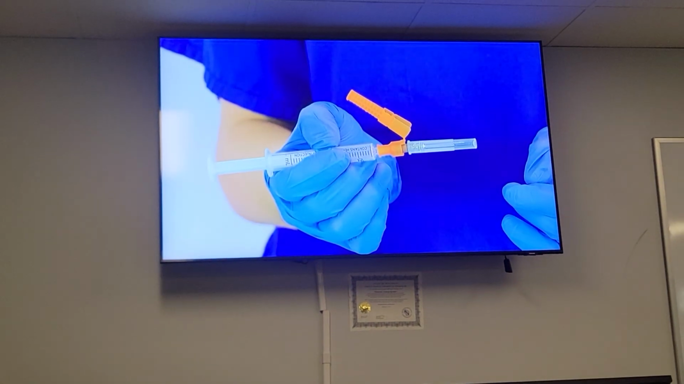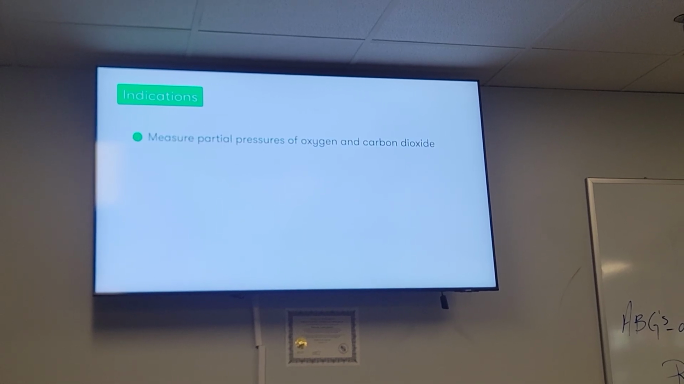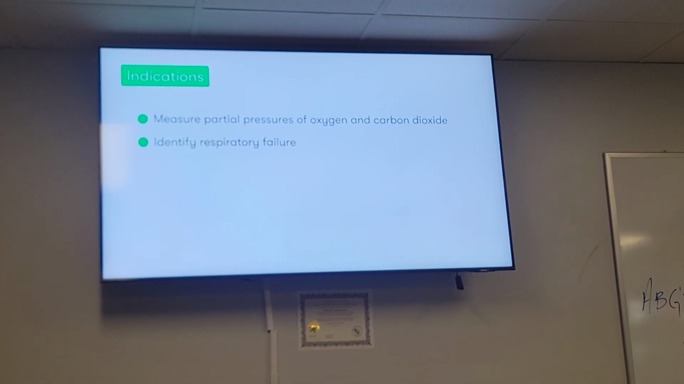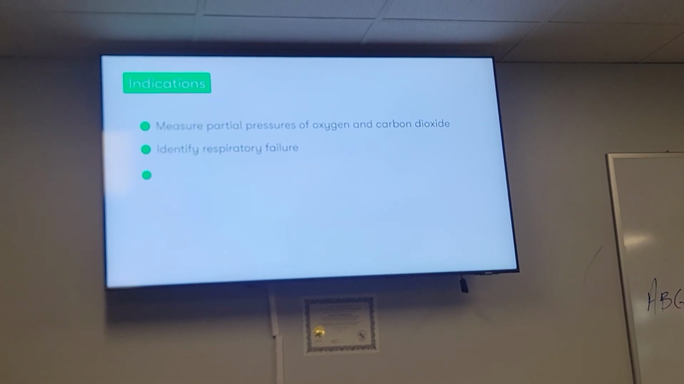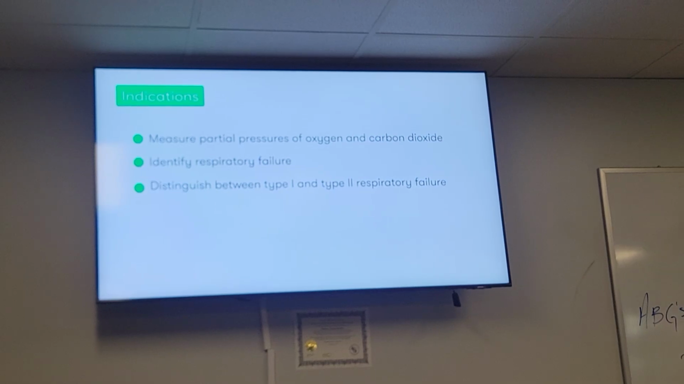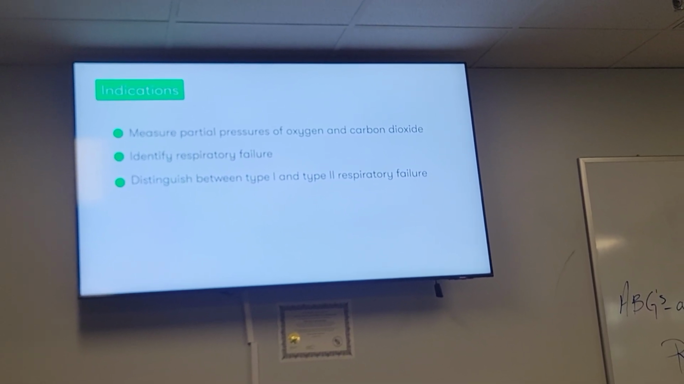The indications for performing an ABG are fairly extensive. However, in the acute setting, the main reasons include measuring the partial pressures of oxygen and carbon dioxide in the critically unwell patient to identify the presence of respiratory failure. Additionally, it allows us to determine whether the patient has type 1 or type 2 respiratory failure, so essentially whether the problem is one of oxygenation alone or related to ventilation.